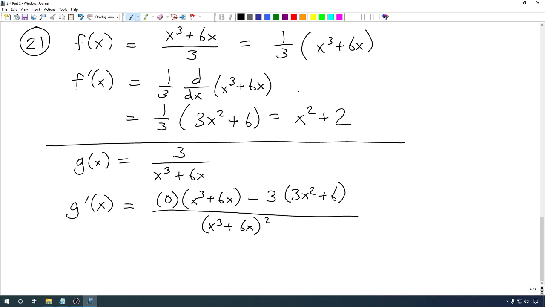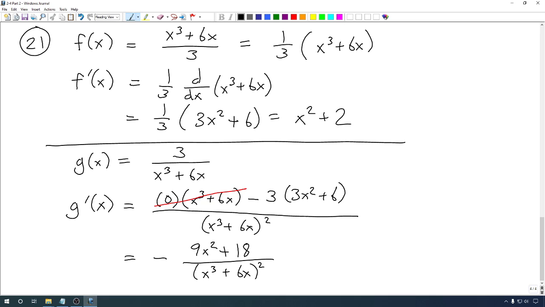Of course, this part here is just a 0. It might as well not be there. That's the advantage of having a constant on top. And then here, I'm going to move the negative out in front, and I'm going to go ahead and distribute the 3. So 3x squared becomes a 9x squared, and 3 times 6 becomes an 18. That's probably how I would write that one.